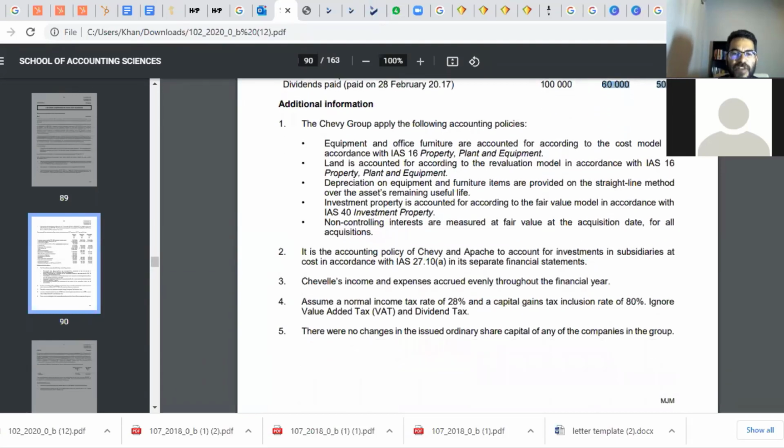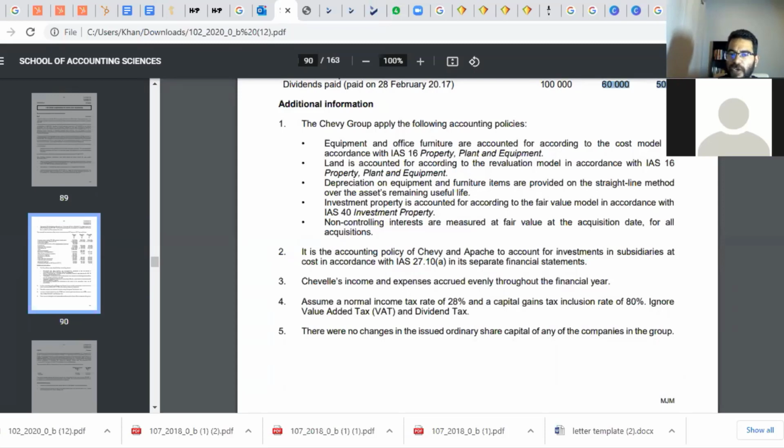Okay, and then number three, Chevelle's income and expenses accrued evenly throughout the year. The relevance of that is that we acquired Chevelle during the financial year. So all the profits won't come to the group, only from the date of acquisition. So we acquired them on the 30th of April. So that means we had them for 10 months. So we can only consolidate 10 months of the profits. We can't consolidate 12 months because we did not have control for 12 months. We only had control for 10 months.